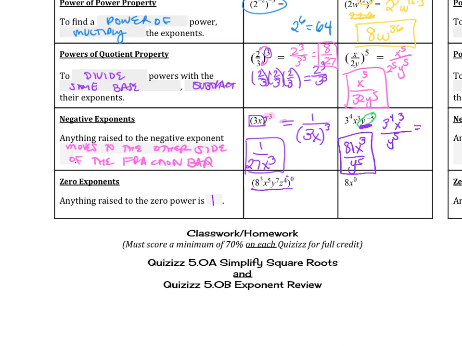Now, if it's in a parentheses like this, I don't need to distribute it. I just know everything inside is going to be 1, and I'm done. Try this example on the right. What do you think that's going to be?